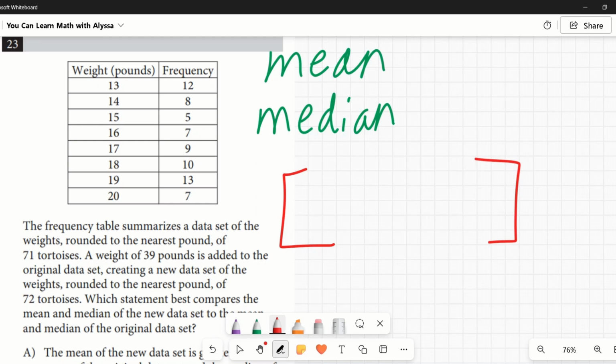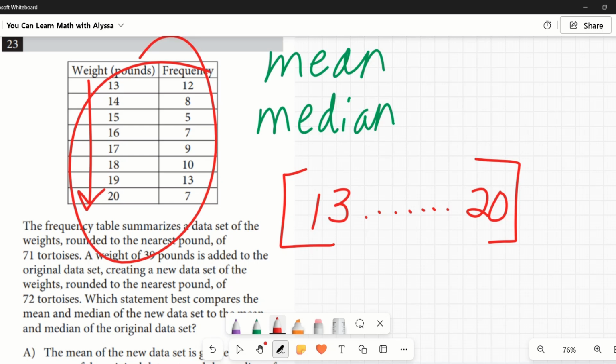Now, if you have a set of data, and it doesn't matter what's in this set, but you've got it in order from smallest to biggest, which is what we have here, starting at 13, going up, and then it goes up to 20. Whatever the mean of this data set is, and fun fact with this, you do not have to calculate the mean to answer this question. Please do not calculate the mean of all this to answer this question, because that's a lot.